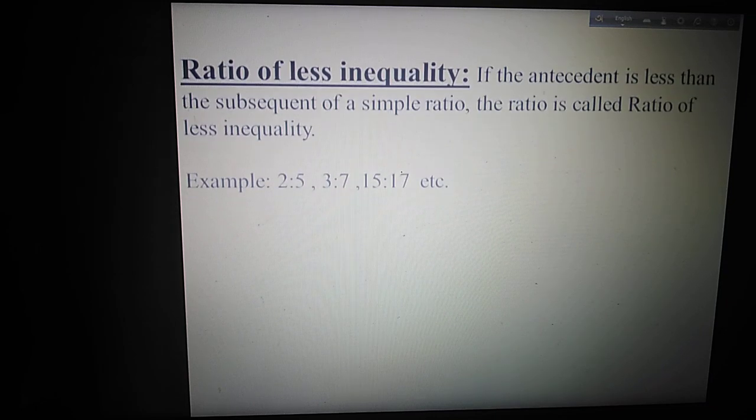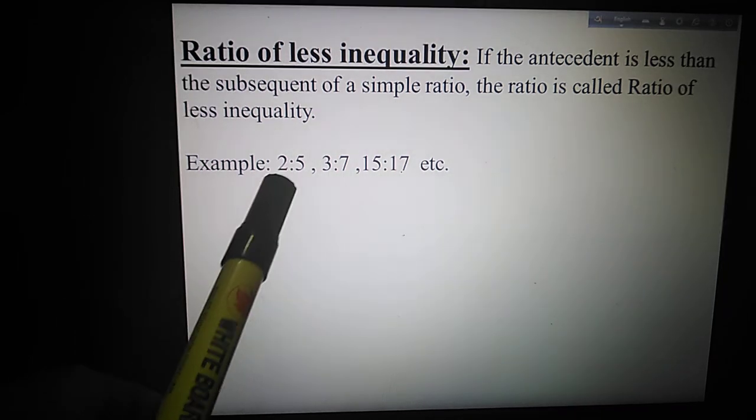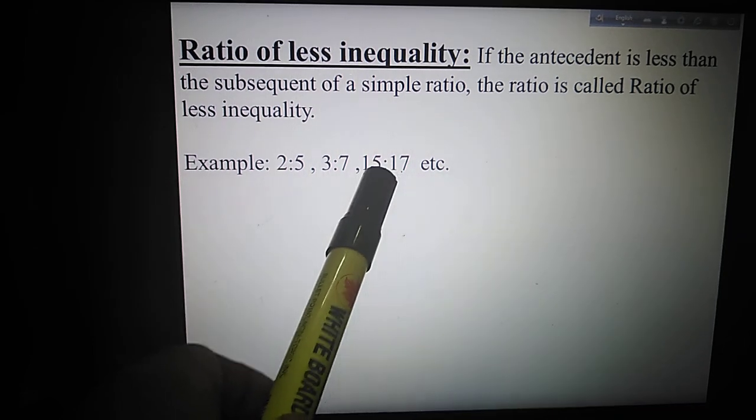Okay, now another one, ratio of less inequality. Actually, it is very easy. If the antecedent is less than the subsequent of a simple ratio, then the ratio is called ratio of less inequality. Just see the example. It is 2:5, 3:7, 15:17.